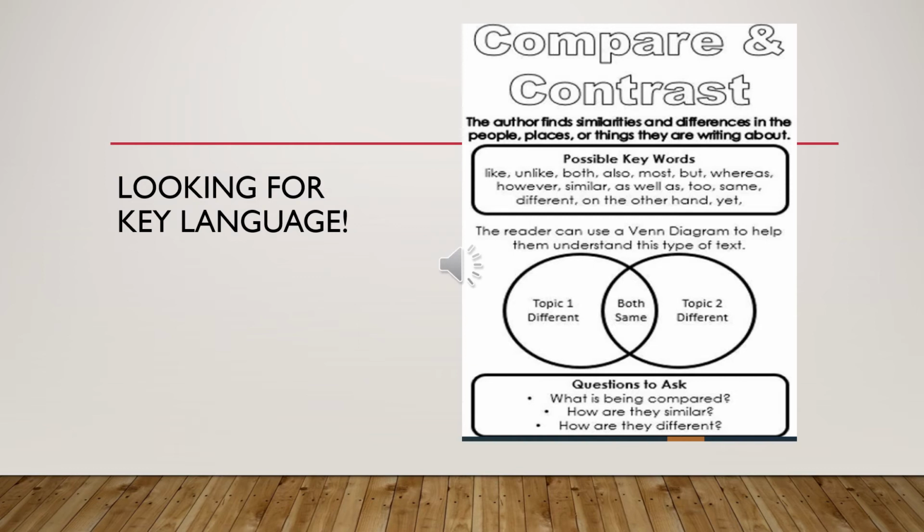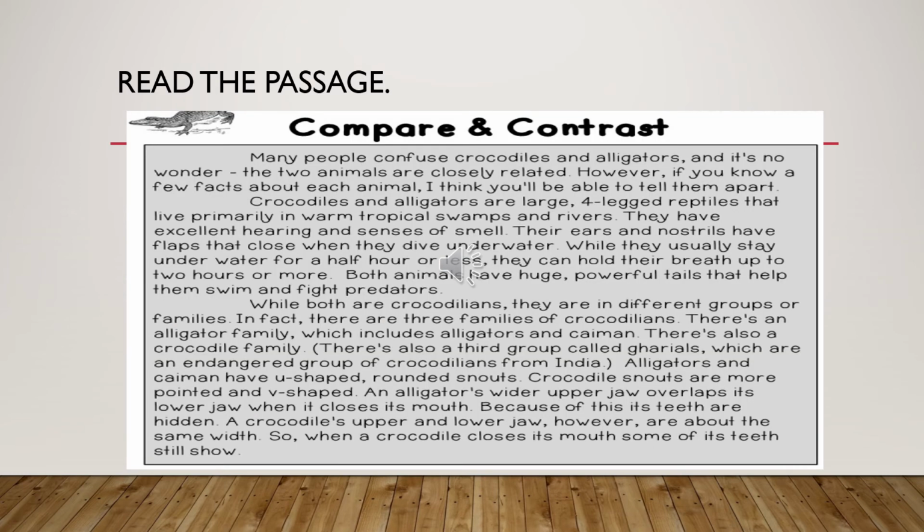You can always use a Venn diagram to help organize your thoughts. Ask the question, what is being compared? How are they similar? And how are they different? Read the following passage about crocodiles and alligators. As you read, be ready to discuss how crocodiles and alligators are similar and different, and think about things that perhaps they have in common.